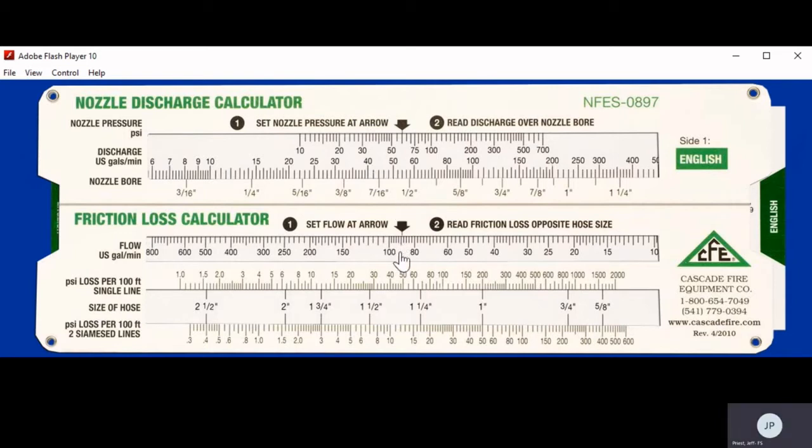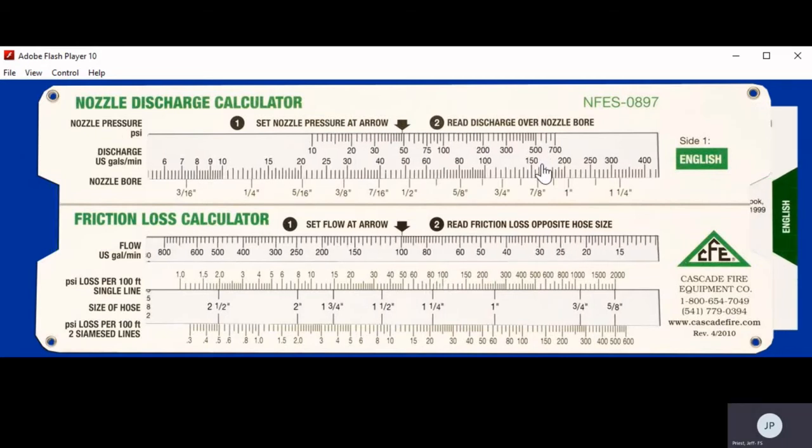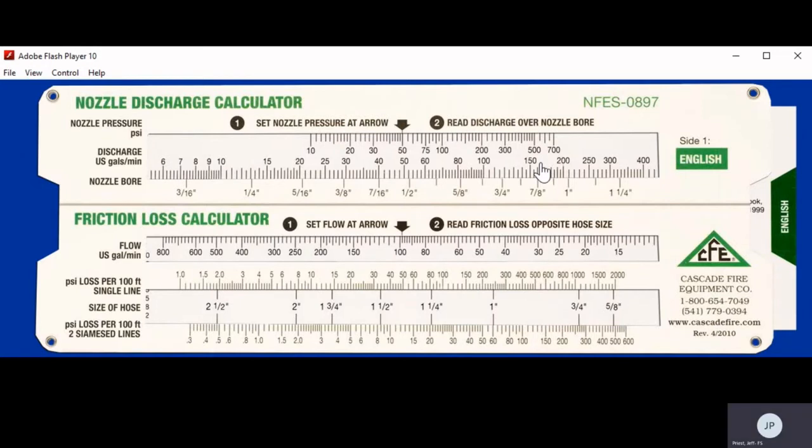But for tips, we use the nozzle discharge calculator. And you set your arrow to 50. Arrow here in the middle goes to 50, and you leave it there.